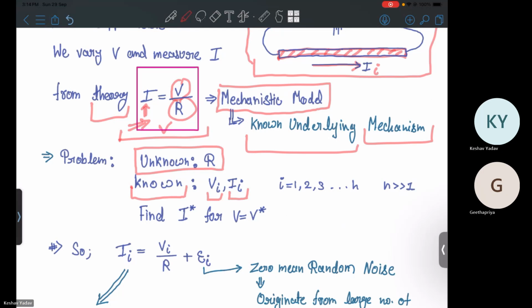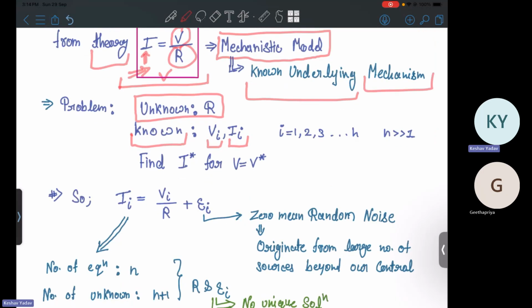Then what do we want to do? We want to find some I star when we apply voltage V star. This we do not want to measure; we want to calculate, that is, predict.